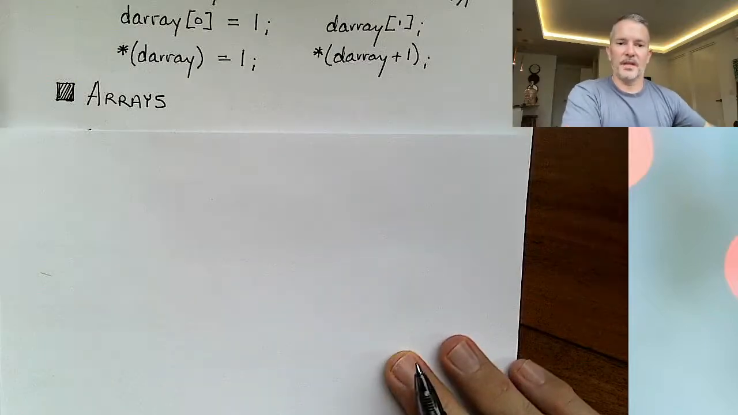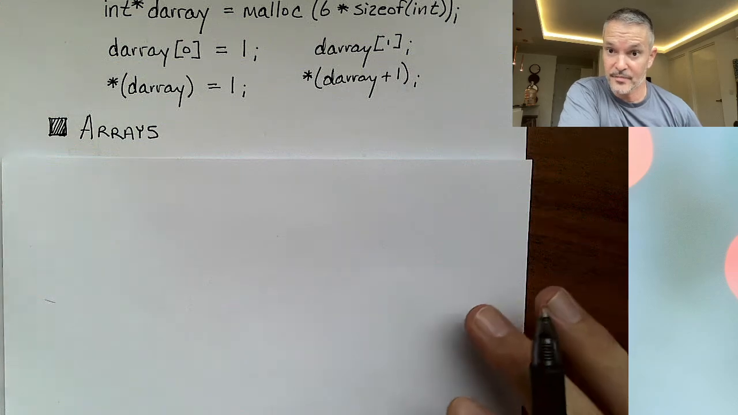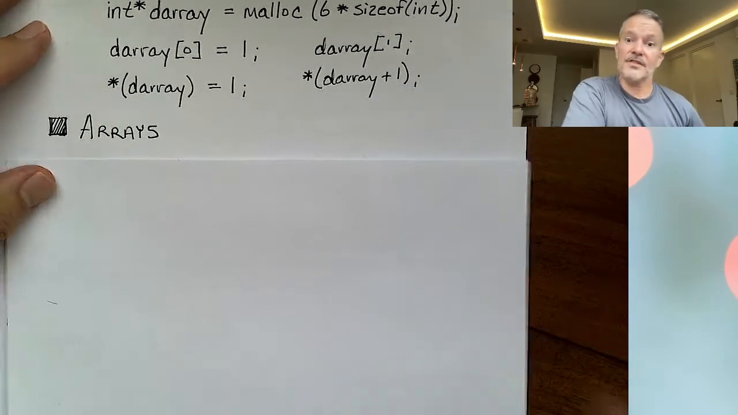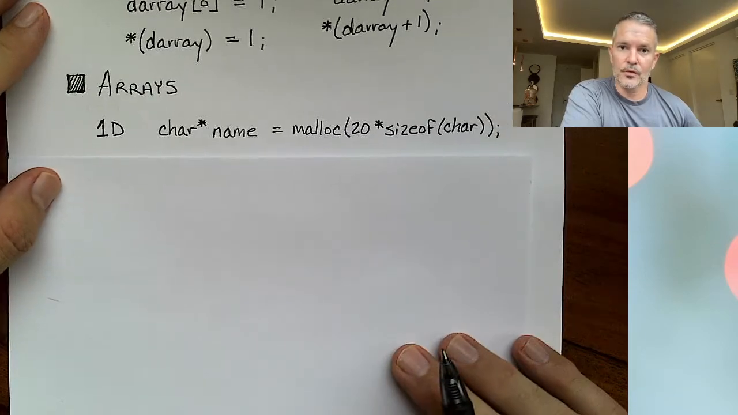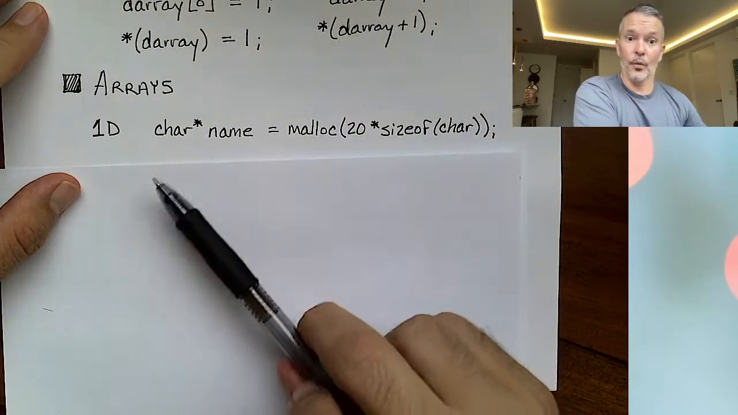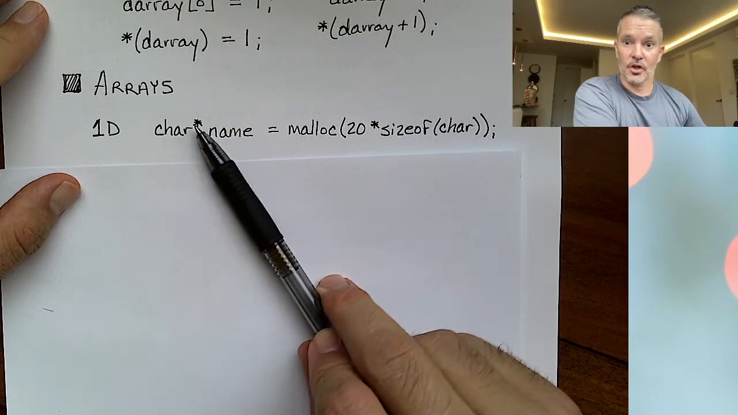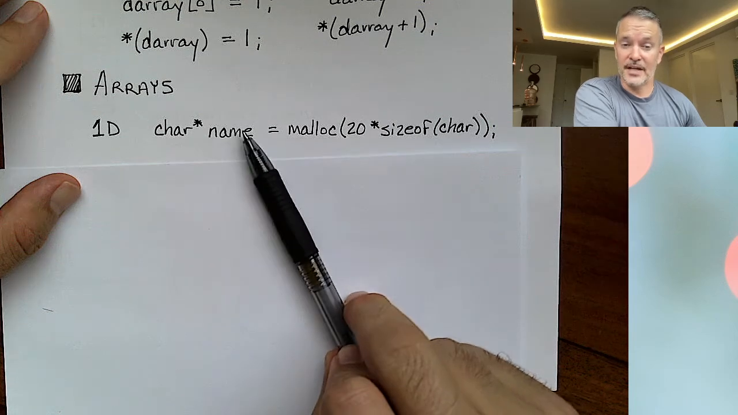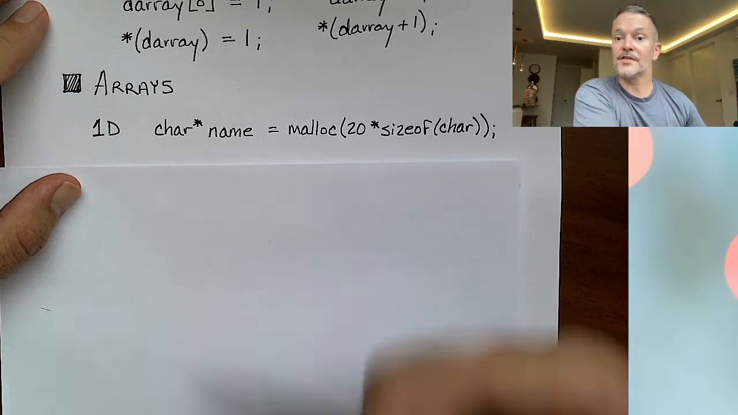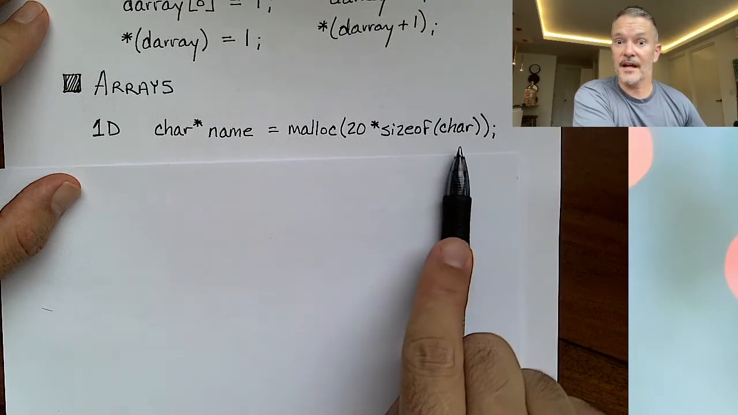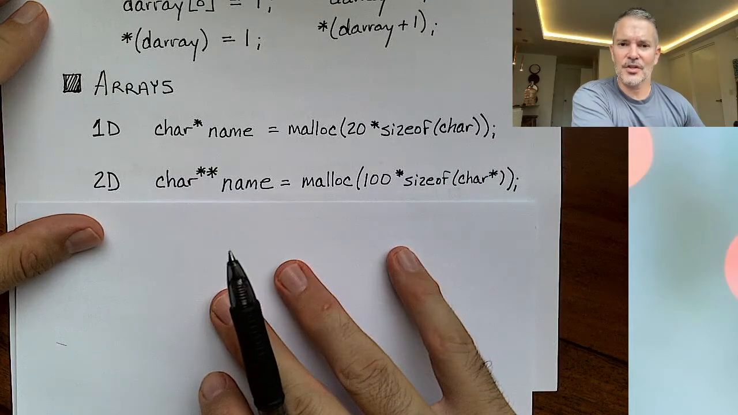Okay, so we've talked a little bit about allocating memory, and mostly the examples I've given you so far have been arrays. Let's talk a little more specifically about arrays. We've already seen how to create a one-dimensional array. I just say char star or int star, I give a name to my variable, and then I allocate a number of units of memory that are of the size of that type. But what if I want to create a 2D array?